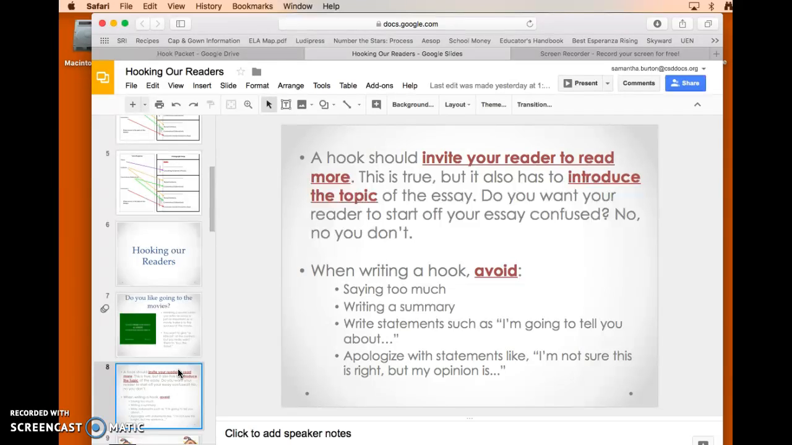We also don't want to use apologizing statements, such as, "I'm not sure this is right, but my opinion is puppies are cool." The minute you do that, your reader stops reading because you don't sound smart and you don't sound confident, so they think, I'm not going to read what you want to teach me. And again, it's an I statement, so it would be wrong anyway, right? But we want to make them excited to read our essay, to captivate them, to grab their attention, just like a movie trailer does. Get them excited to read.